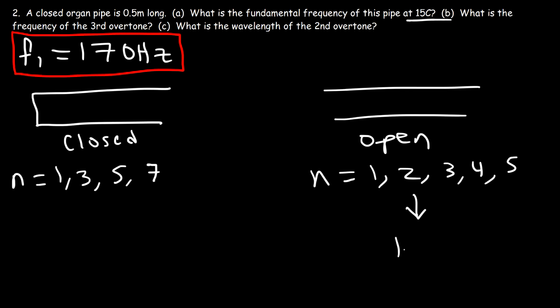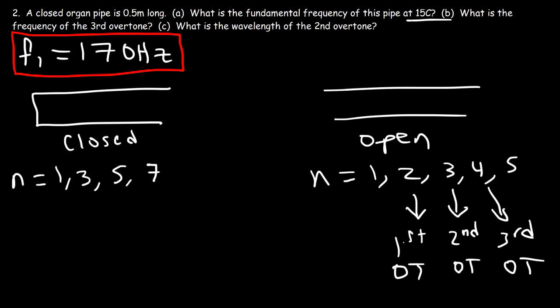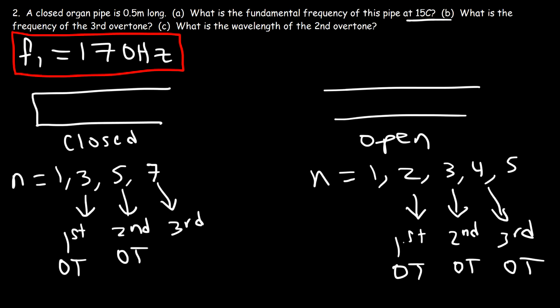the first overtone corresponds to n equals 2, or the second harmonic. The second overtone corresponds to the third harmonic. And the third overtone corresponds to the fourth harmonic. The situation is different for a closed pipe. The first overtone, that's the first frequency above the fundamental frequency, that's the third harmonic. The second overtone is the fifth harmonic, and the third overtone is the seventh harmonic.